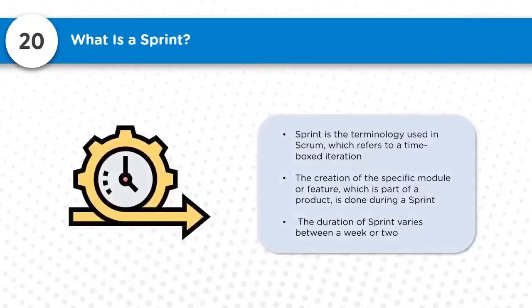So question number 20, what is a sprint? As I mentioned earlier in question number 4, sprint is the terminology used in Scrum. I think we explained various different concepts as we went through. Sprint is the terminology used in Scrum, which refers to time-boxed iterations. We understood what these iterations in Scrum approaches are as we went through that. The creation of a specific module or feature which is part of a product is done during the sprint.